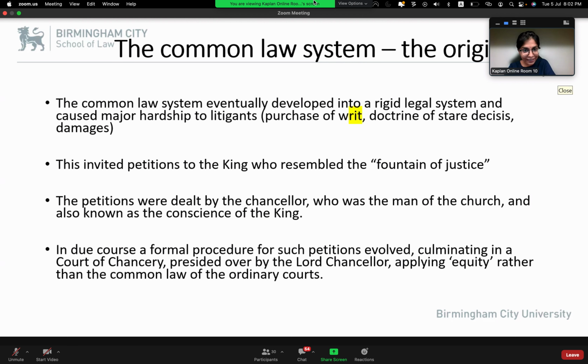So what the king did, all these petitions, he gave to the chancellor. Who is the chancellor? The chancellor is the man from the church. Remember I said the church was close with the king. The church must advise the king. The chancellor was known as the conscience of the king. He advises the king on religious matters.